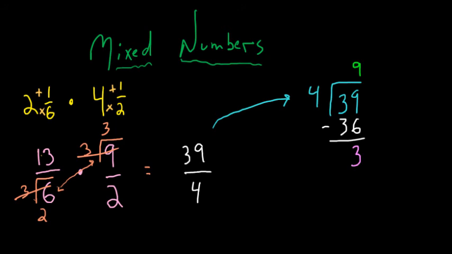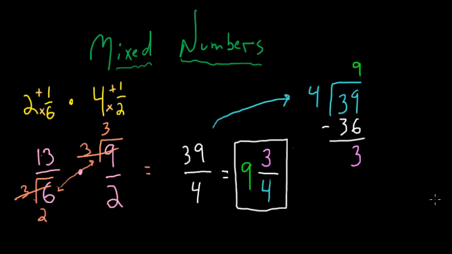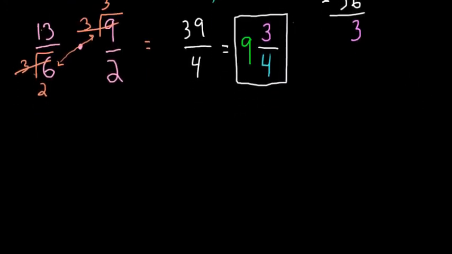Now look at the color scheme here, in case you get lost in this step. The 9 is green. It's our whole numbers. How many times 4 will go to 39? 3 is what's left over, so that goes back in the numerator. And then 4 is the original denominator. We're going to keep that the same. There we go. Got to get the right shade of pink there. Okay, so 9 and 3/4 is our answer. It's a lot of work, a lot of steps. It's good to keep our work organized.